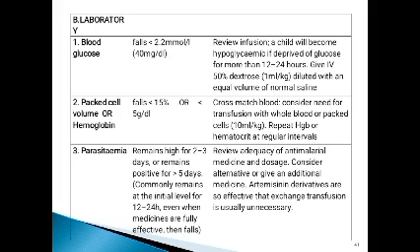B. Laboratory observation. 1. Blood glucose.